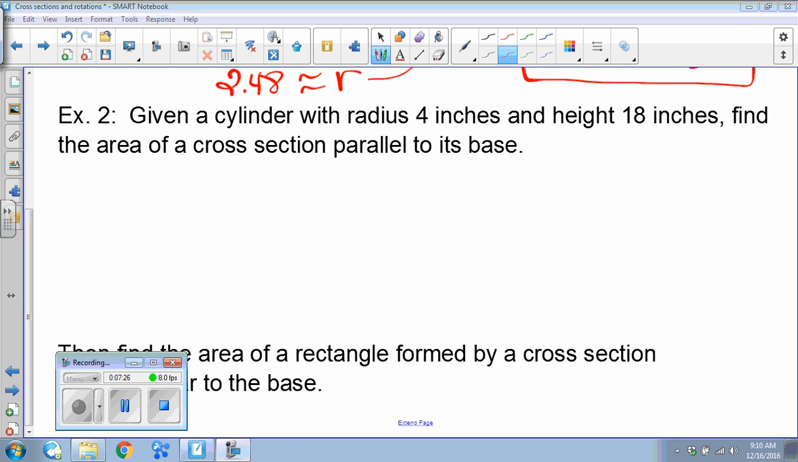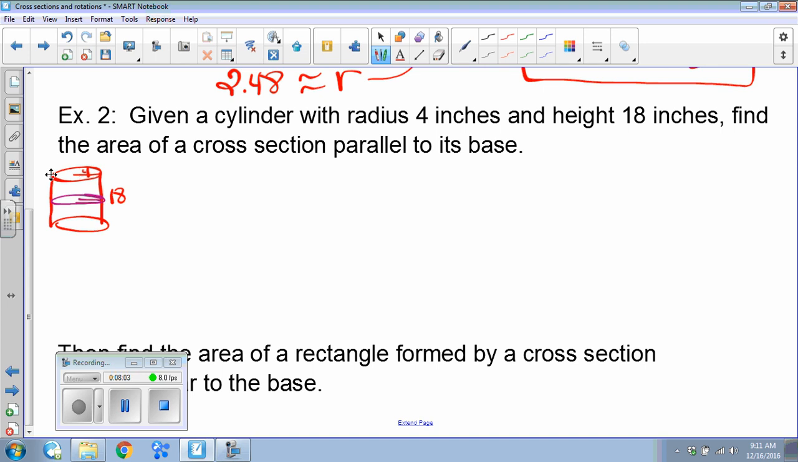Okay, so this one says, given a cylinder. So first thing I'm going to do is draw a cylinder with a radius of 4, so that's 4, and a height of 18, so that's 18. Find the area of a cross section parallel to its base. So parallel to the base forms a what? A circle. Parallel to the base is here. If it was perpendicular to the base, that would be a rectangle. So we need to find the area of that circle. Well, the area of the circle, the radius is still the same for both of them.